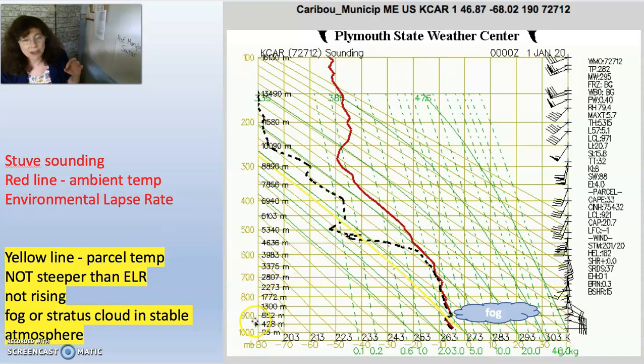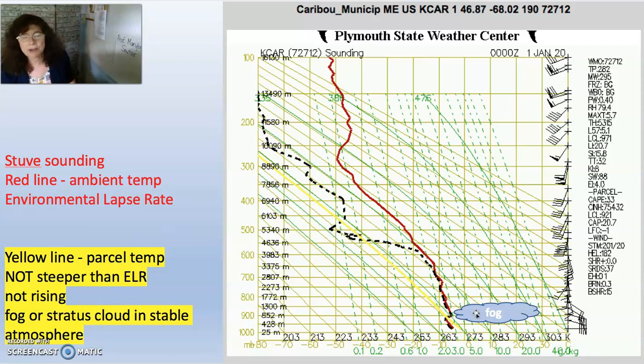921 millibars is right about here. And that is where our cloud base is forming, right about there. My fog should probably be up a little bit. Now, I have deemed that this is a fog cloud, which is very tight stratus cloud. And I can predict a stratus cloud from here.